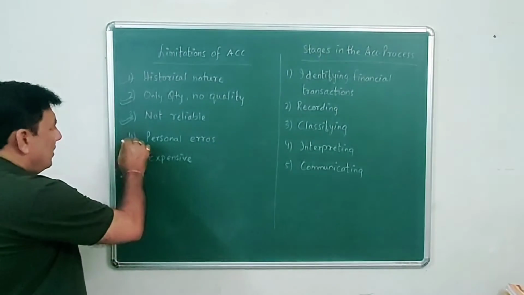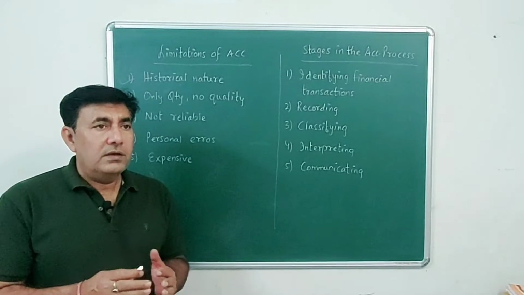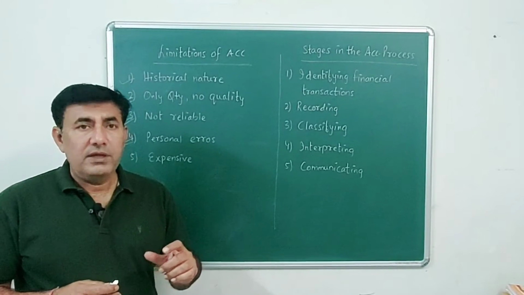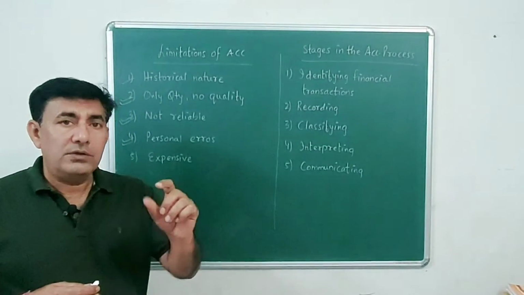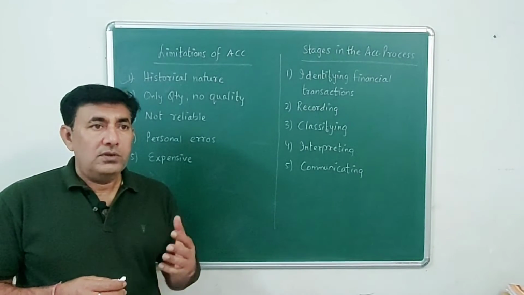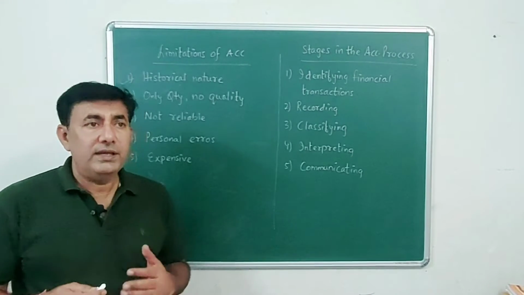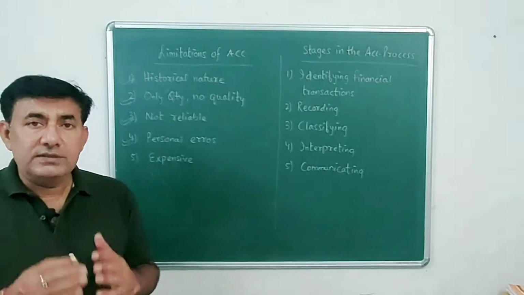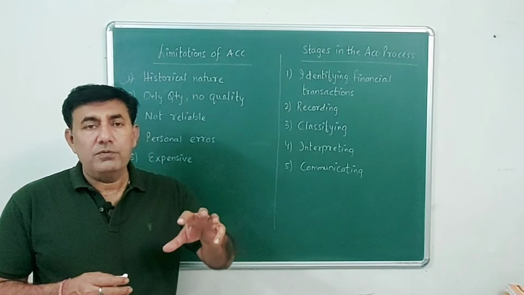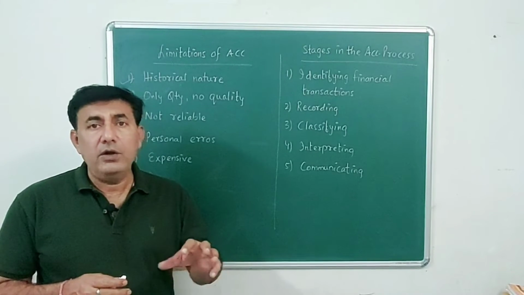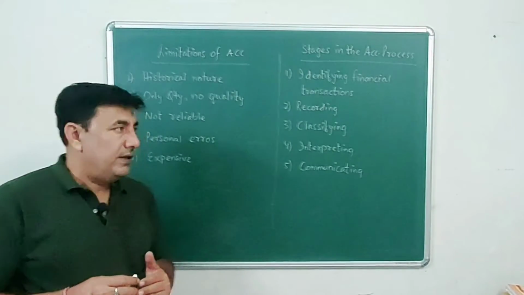The next problem is personal errors. Whenever the accountant records a transaction, there may be some mistakes on his part. He may write 200 as 2000 or 200 as 20. Such mistakes cost a lot to the company. So again, we can say that there are chances of personal bias. Based on the information provided by accounting, the management cannot take very proper decisions, big decisions, right?